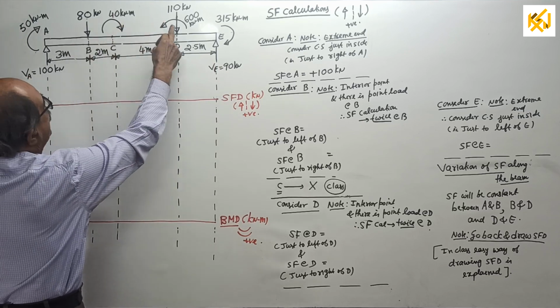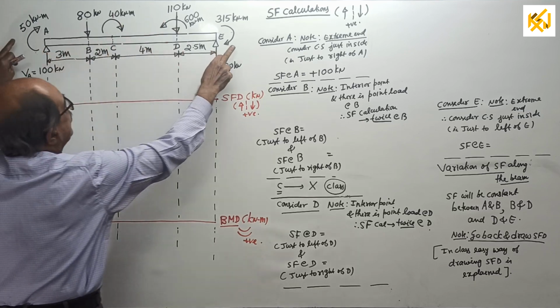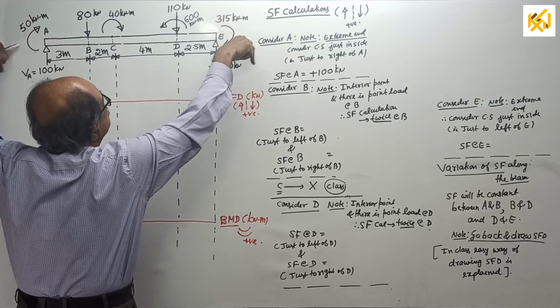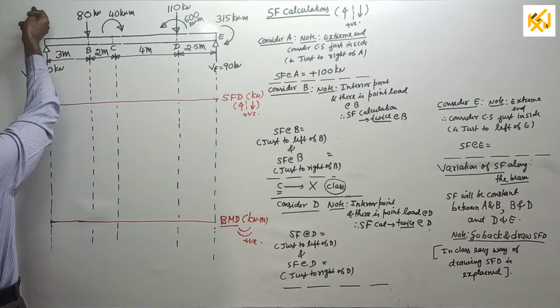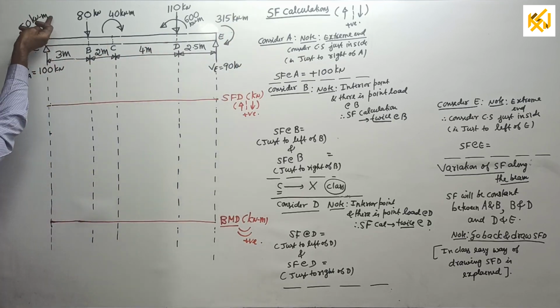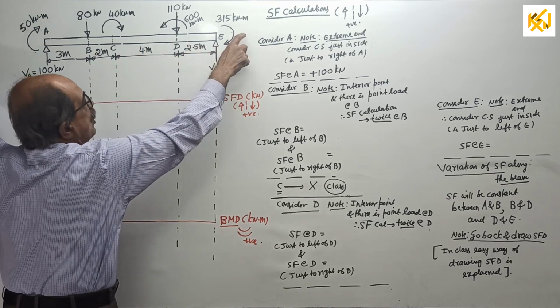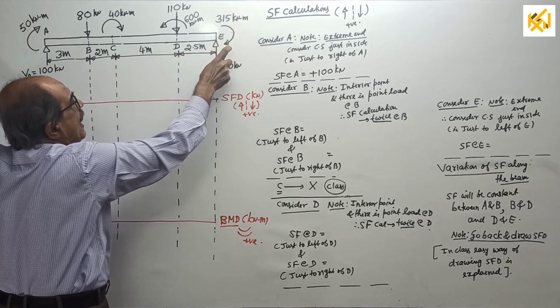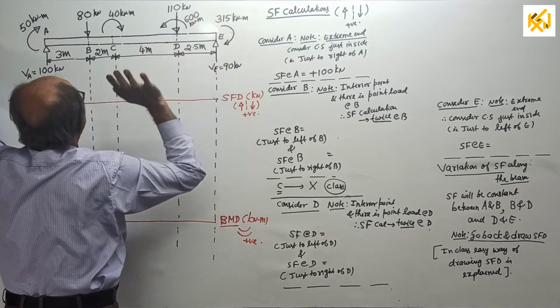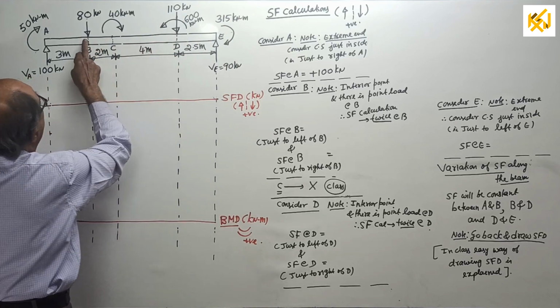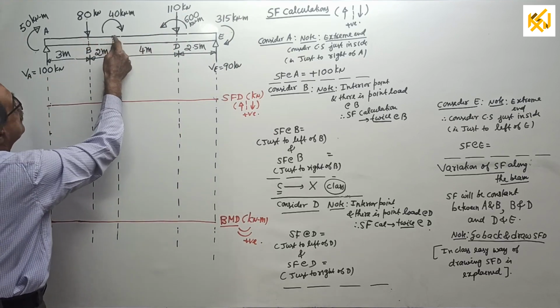Point load here. For an end couple, I told you to mark a closing bracket. If clockwise is given, mark this way. If anti-clockwise is given, mark this way. Two point loads are there at these two points. Here there is a couple.